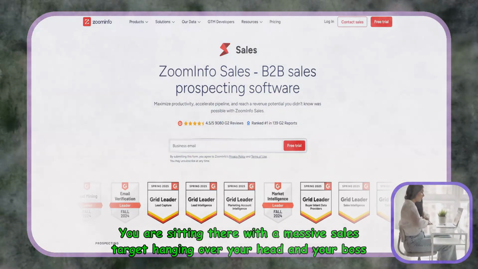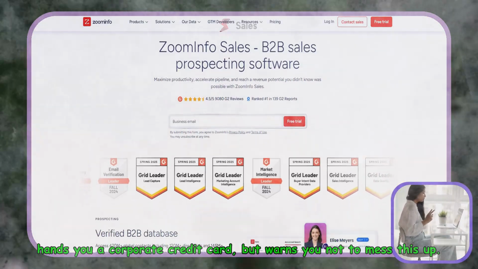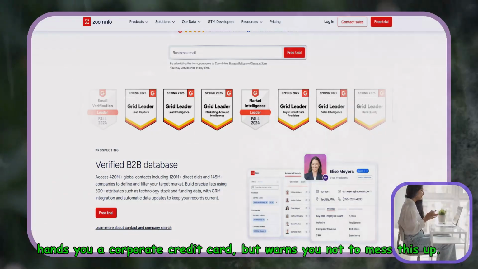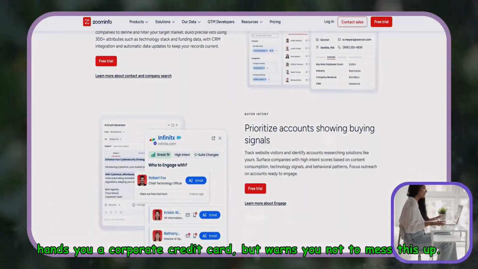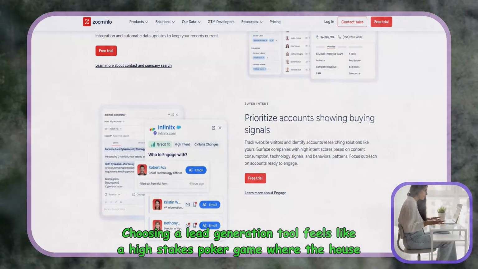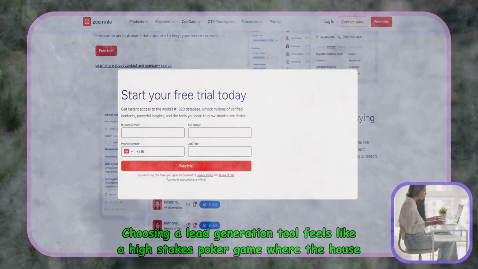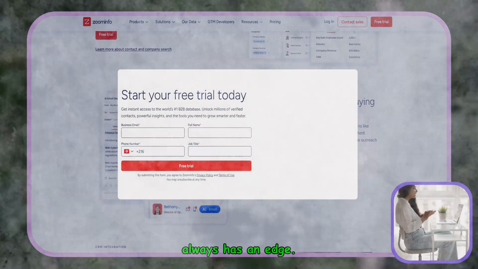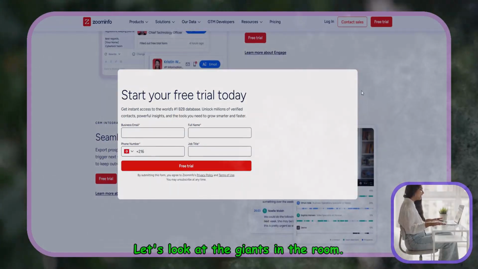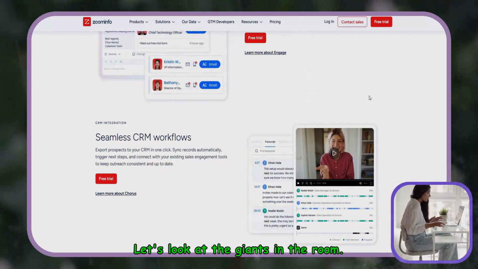You are sitting there with a massive sales target hanging over your head and your boss hands you a corporate credit card but warns you not to mess this up. Choosing a lead generation tool feels like a high-stakes poker game where the house always has an edge. Let's look at the giants in the room.